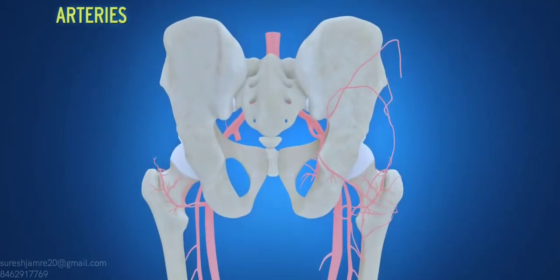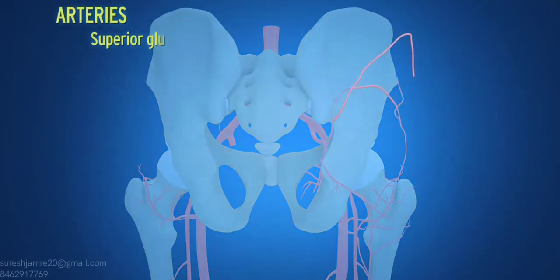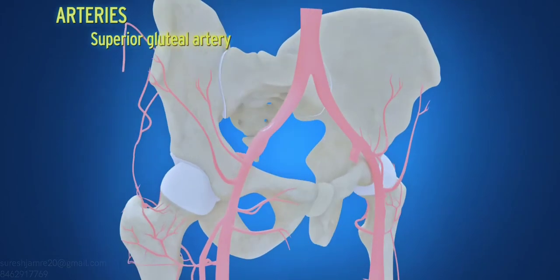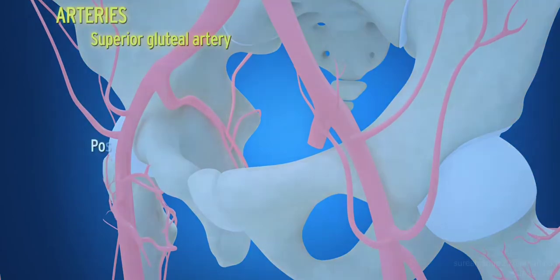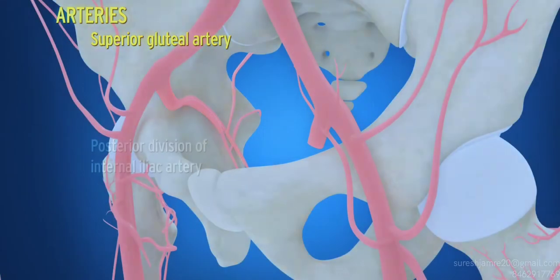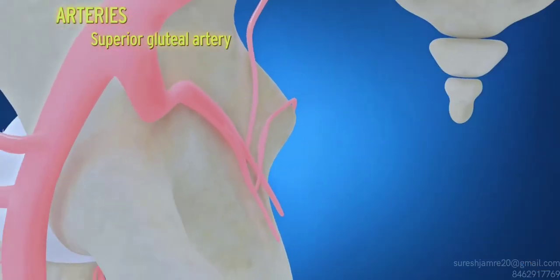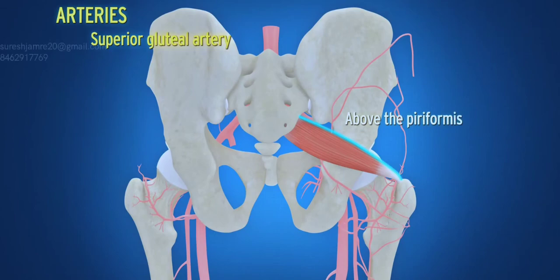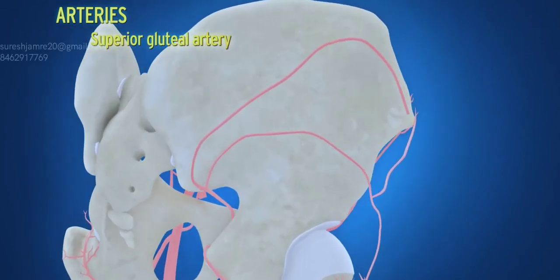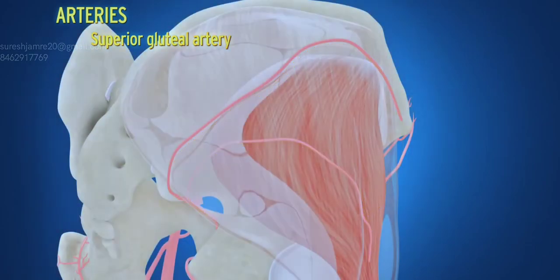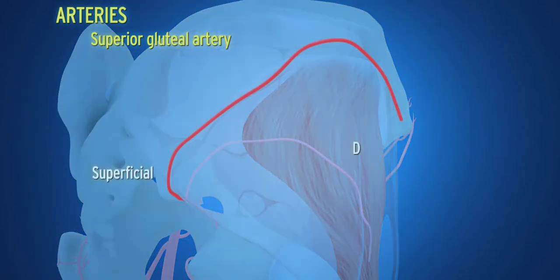Arteries. Superior gluteal artery. It is a branch of posterior division of internal iliac artery. It appears in the gluteal region by passing above the piriformis. It is accompanied by the superior gluteal nerve. The artery divides into superficial and deep branch.